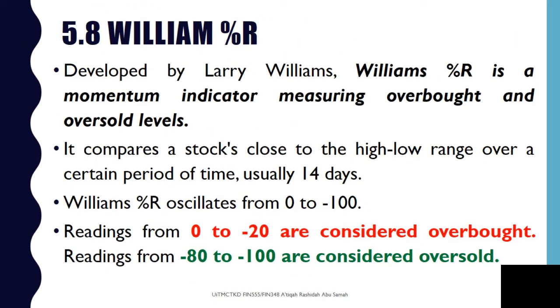Now we go to Williams percentage R. It was developed by Larry Williams. Williams R is a momentum indicator measuring overbought and oversold levels. It compares a stock's close to the high-low range over a certain period of time, usually 14 days. Williams R oscillates from 0 to 100. How to read: readings from 0 to 20 are considered overbought, while readings from 80 to 100 are considered oversold.